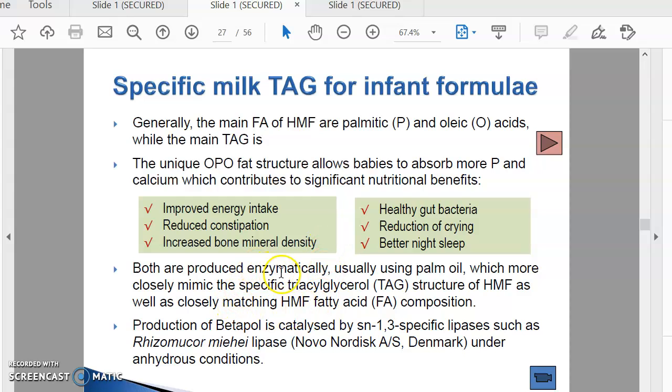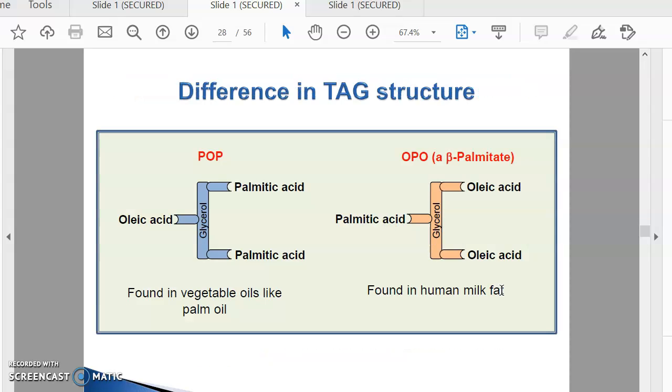They are both produced enzymatically using palm oil, instead of using milk or cocoa butter, which is more expensive. And they mimic the TAG structure of human milk. So you can see the structure of OPO and also the structure of POP, which is produced from vegetable oil. They are very similar to each other. This one is in human milk. This one is what is produced in the industry.